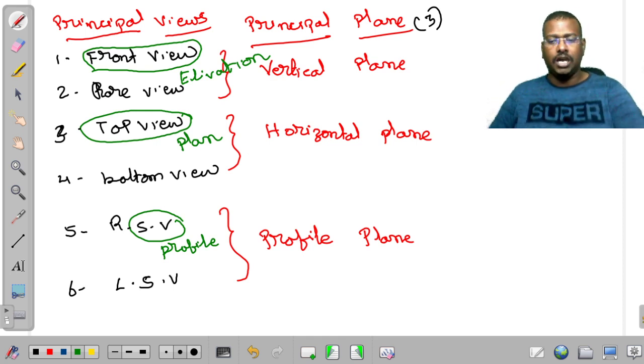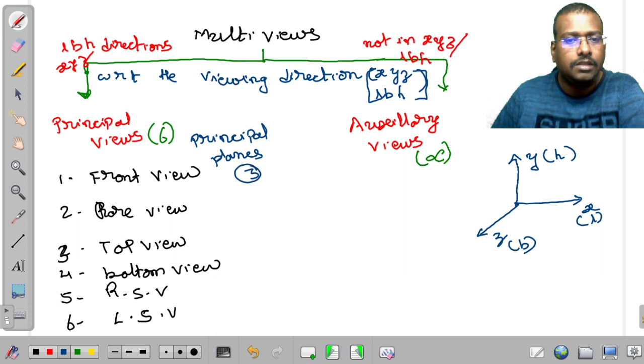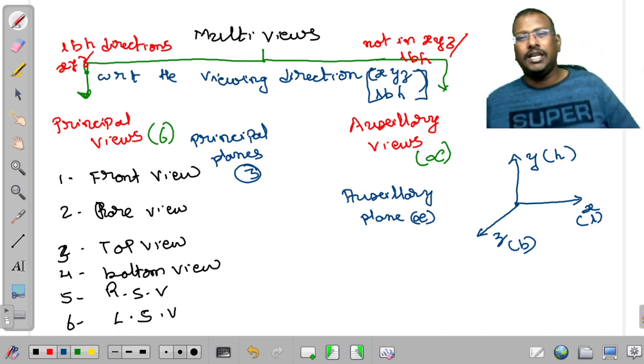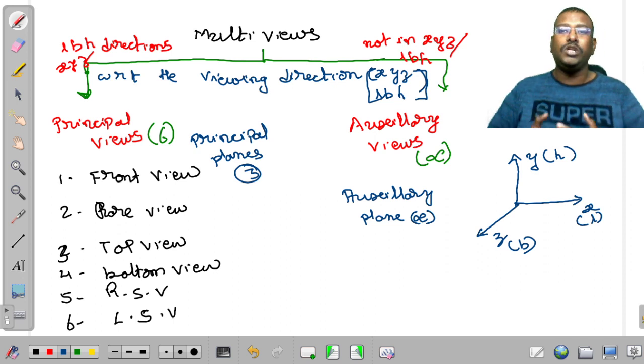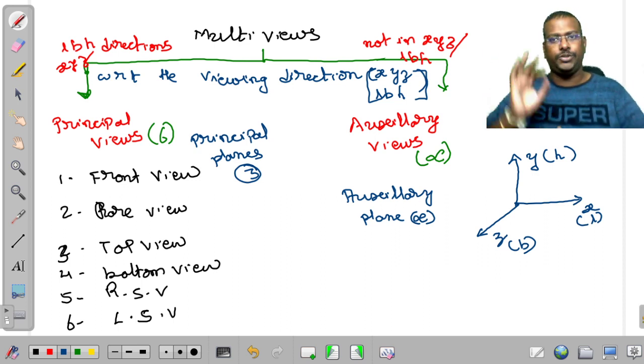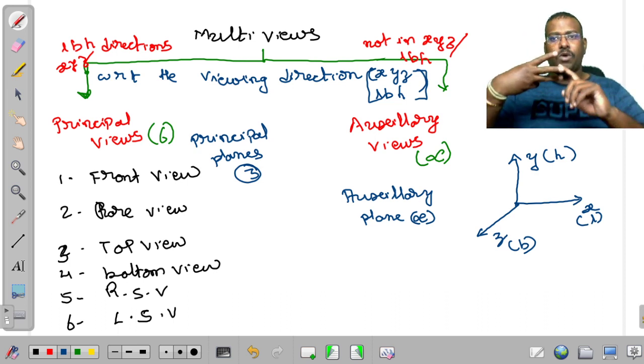Sir, principal views are 6, therefore how many principal planes will be there? Planes are 3. Sir, auxiliary views are infinity. Auxiliary planes are also infinity. Remember, normally they won't ask about auxiliary planes, because infinity divided by 2 is also infinity. It is a very huge number. I can view in many ways, 360 degrees, anywhere I can observe except LBH. That is why we have infinite views and infinite auxiliary planes. But principal planes are 3: horizontal, vertical and profile.